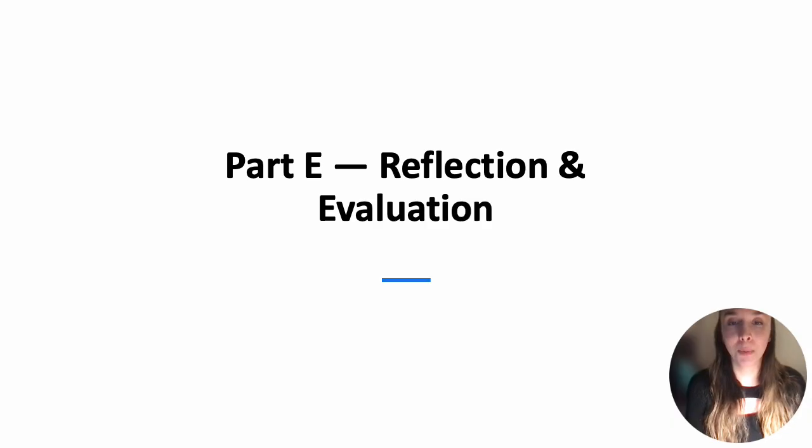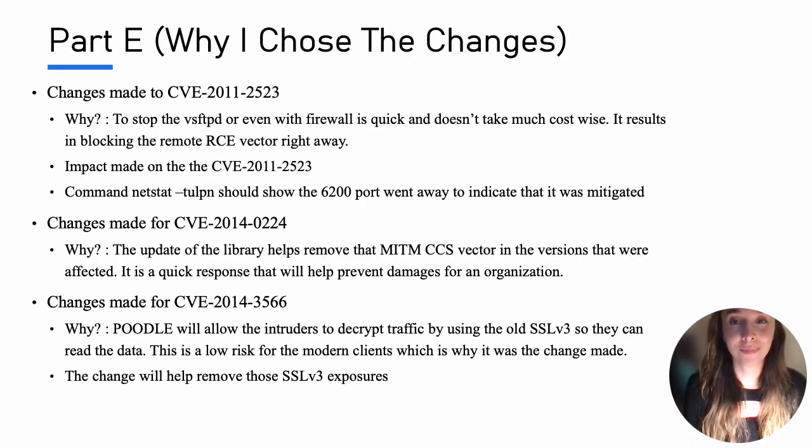So part E, I'm going to be taking you through the reflection and evaluation in these next slides. Why I chose these changes, starting off, I'm going to be talking about CVE 2011-2523, which is a VSFTPD backdoor vulnerability. So I stopped and removed the VSFTPD service and blocked port 6200. Why I did it is because it's a quick, low cost mitigation that immediately removes remote code execution risk. And after the change, running netstat with the switch -tulpn should show that port 6200 is no longer open, confirming that the vulnerability was mitigated.